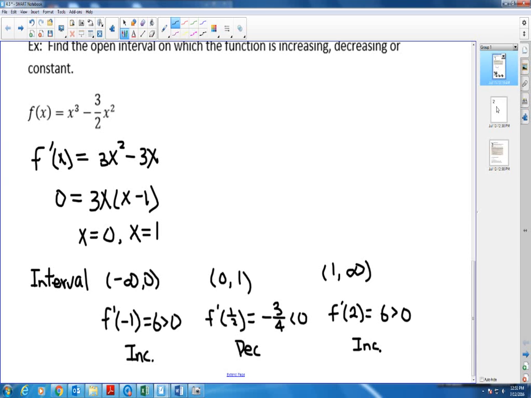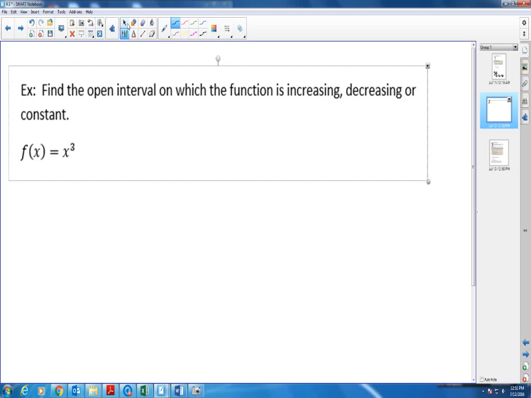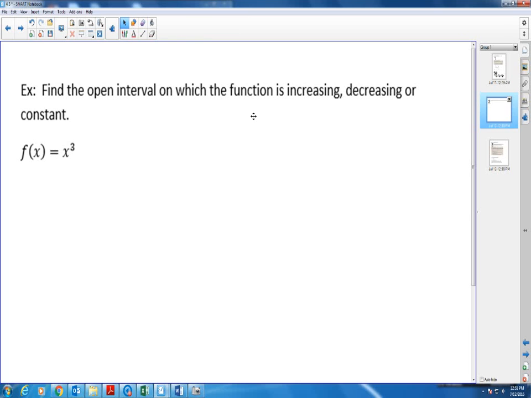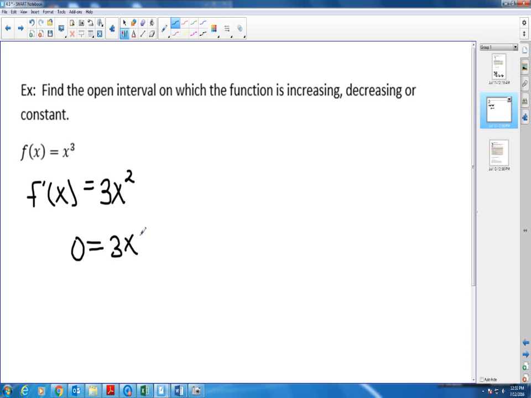Now, this example is real neat. Find the open interval on which the function is increasing or decreasing. Alright, x to the third power. If I just do the same thing as I did with the previous problem, f prime will give me 3x squared. To find the critical value, I set it equal to 0. And as you can see, the critical value is x equals 0.